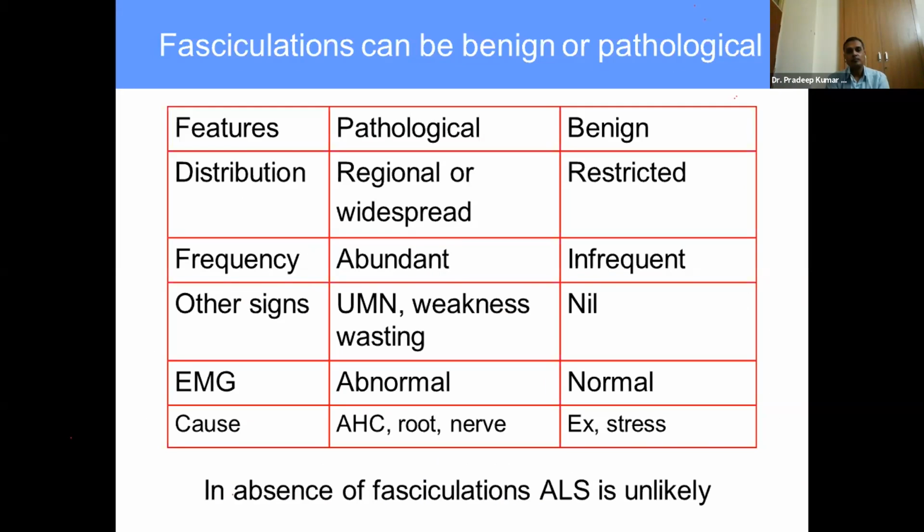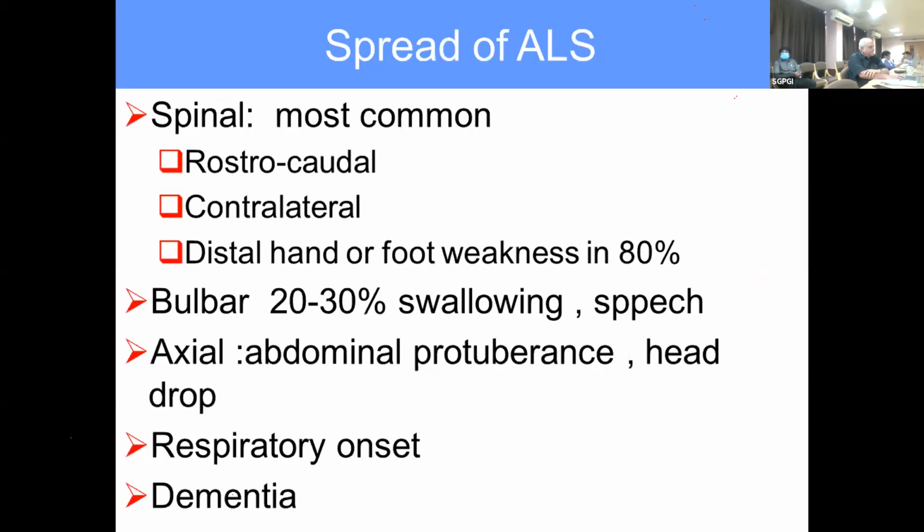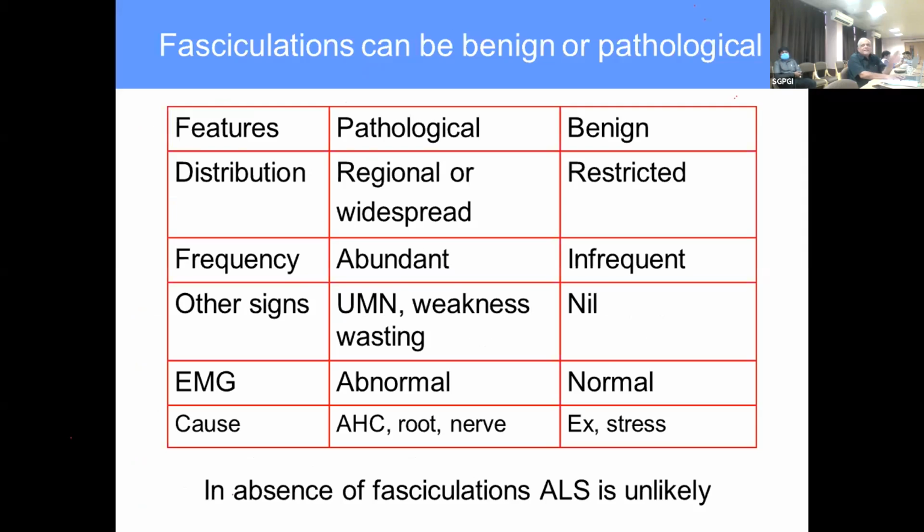The examination answers are shown in this slide: pathological fasciculations are regional or may be widespread, whereas benign are restricted. Frequency is abundant in pathological and benign are infrequent. Of course, there are upper motor neuron signs of weakness in the pathological, and they will not be there in benign. And EMG will be abnormal in pathological and normal in benign. These are very well known, and this is what you will answer and you will pass your exam. Later on, I will tell you the limitation of this information. So the residents who are going for the exam will answer this and it will be the correct answer, and no problem.